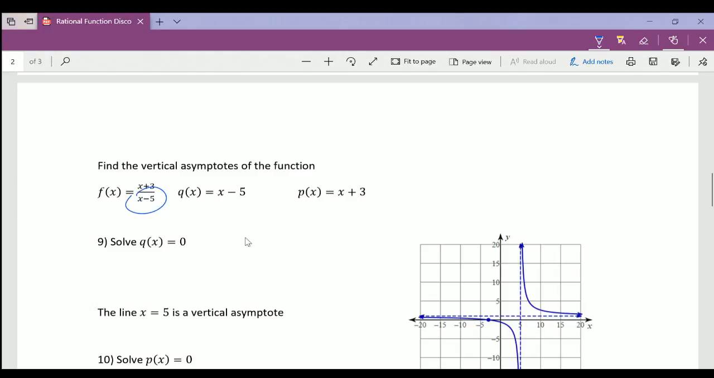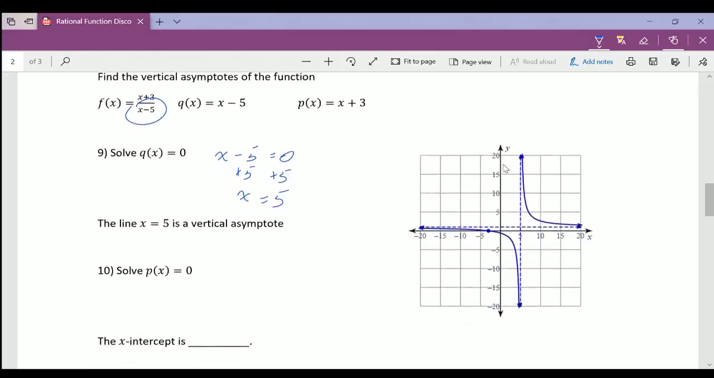So to say q of x equals 0, we'll do x minus 5 is 0. And solve it real quick. Add 5, x equals 5. That is our vertical asymptote, and you can see it drawn in right here at x equals 5.